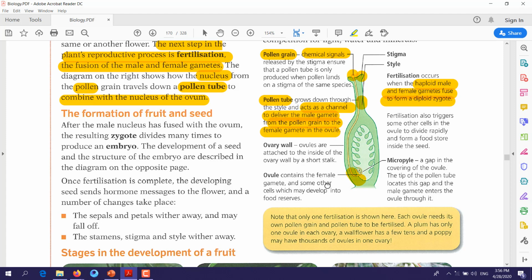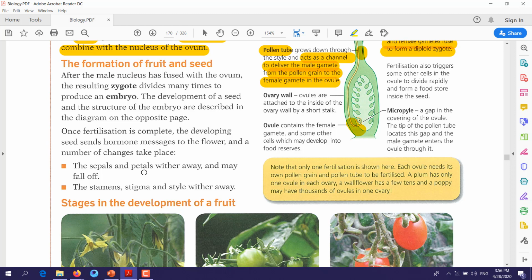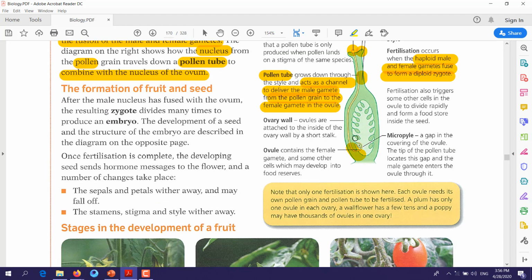Now, after forming the zygote, what will happen? After the male nucleus has fused with the ovum, the resulting zygote divides many times to produce an embryo. The development of a seed and the structure of the embryo are described in this diagram. This is the female reproductive organ. Now we will deal with this part.